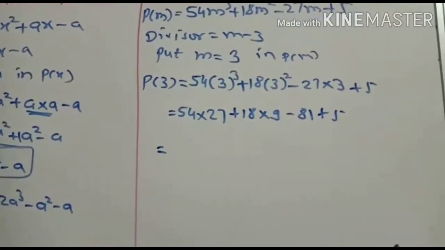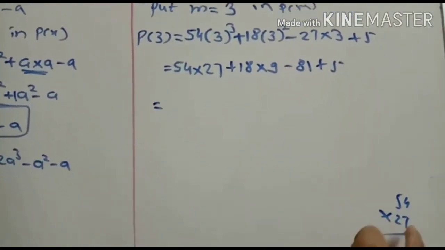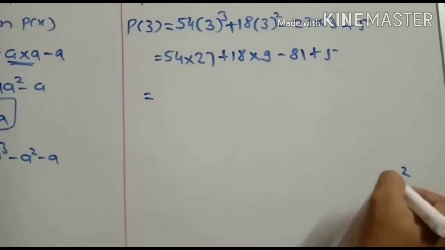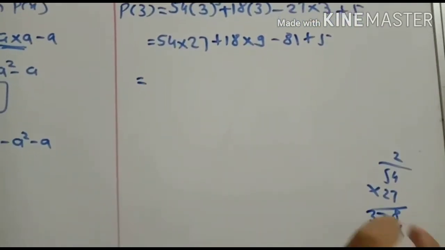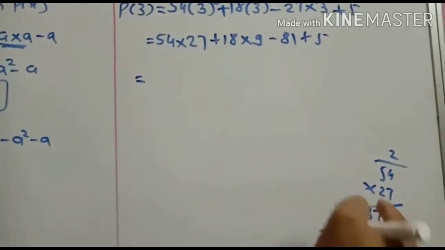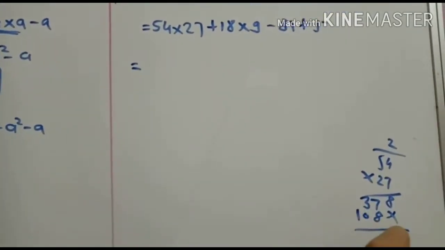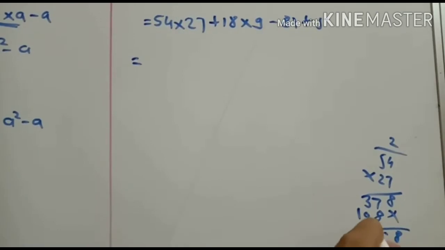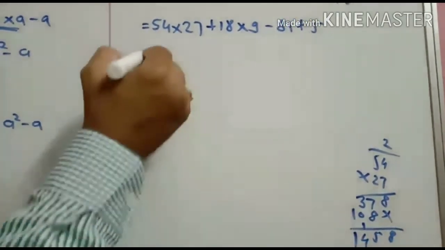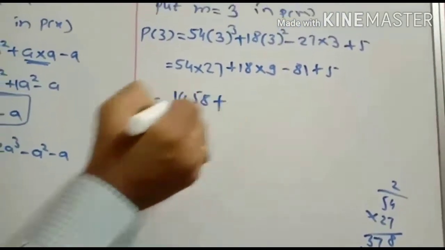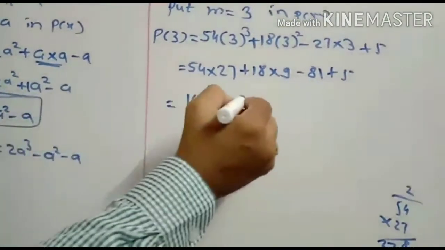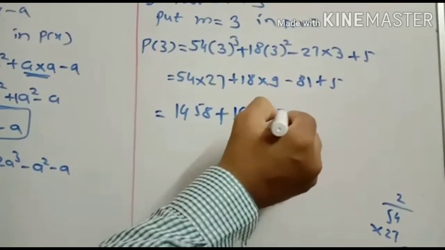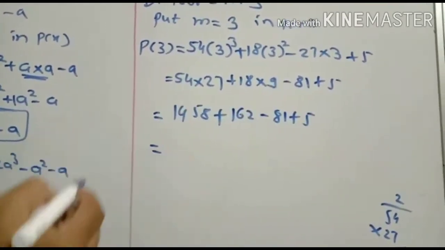Now we take the product of 54 into 27. 7 4s are 28, remaining 2. 7 5s are 35 plus 2, 37. Now 2 4s are 8, 2 5s are 10, that is 8. 7 plus 8 is 15, 3 plus 1 is 4, 1 as it is, 1458 plus 18 9s are 162 minus 81 plus 5.